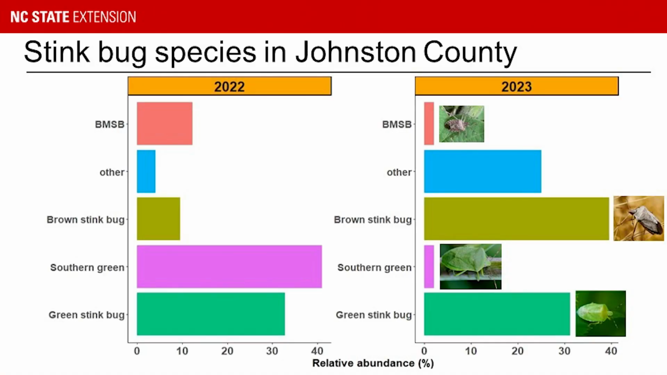In Johnston County, we had 2 years of data. Again, it's the same layout. We saw more brown stink bugs in 2023 than green stink bugs. We saw the reverse in 2022. So there's a lot of local variation happening in this system. Field-to-field variation is quite clearly really important. And the composition of stink bug species seems to vary considerably among fields.